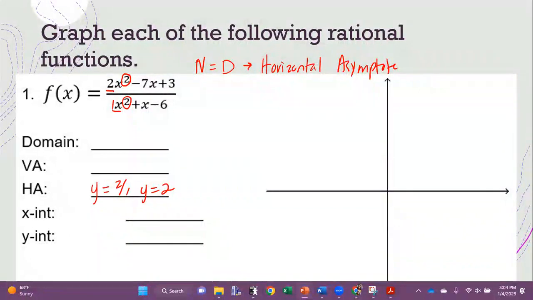What does step 2 tell us to do? Factor our numerator and denominator. We're going to start with the denominator because it's easier to factor first. What multiplies to give me -6, but adds to give me 1? 3 and -2. So my factors are x plus 3 and x minus 2.